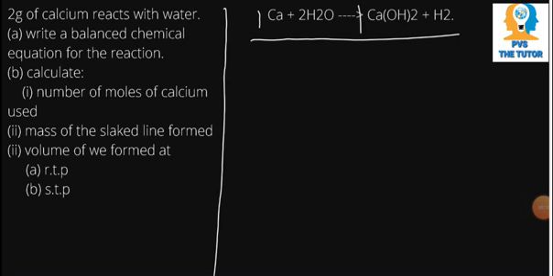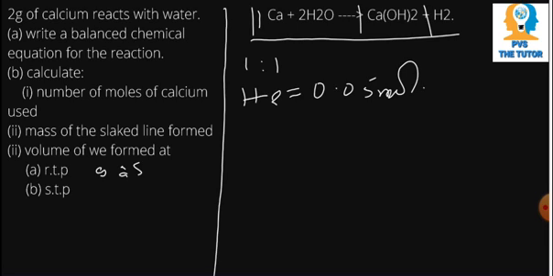B3 says the volume of the gas formed at RTP. Now, the gas formed in this case, we're talking about hydrogen. The calcium which is here and the hydrogen there, they are also in the same ratio, 1:1. So if calcium and hydrogen are in the same ratio as 1:1, that means even hydrogen has 0.05 moles.